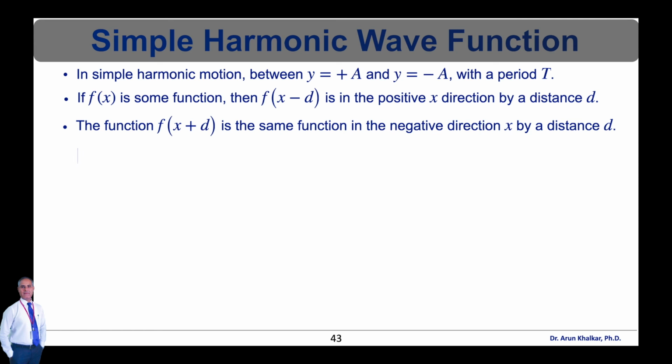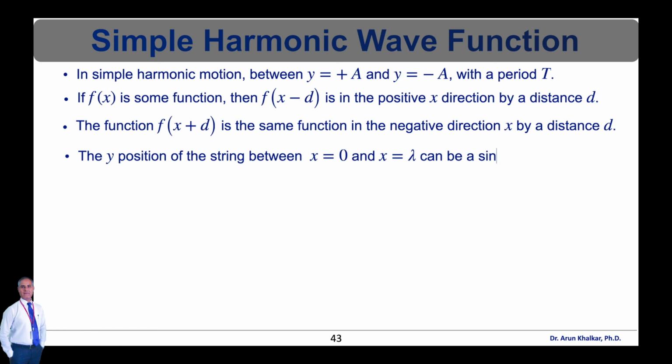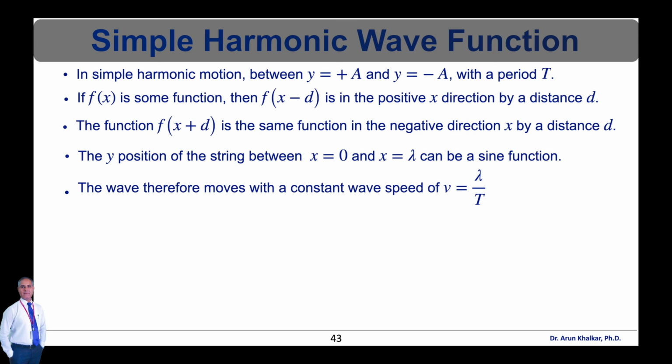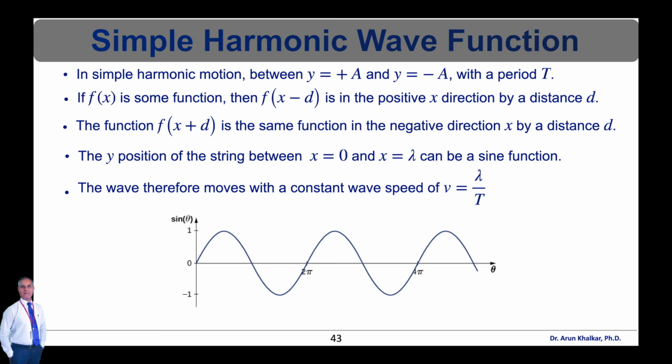We want to define a wave function that will give the y position of each segment of the string for every position x along the string for every time t. From the first snapshot, the y position of the string between x equal to 0 and x equal to lambda can be modeled as a sine function. This wave propagates down the string one wavelength in one period, as seen in the last snapshot. The wave therefore moves with a constant wave speed of v equal to lambda upon T.